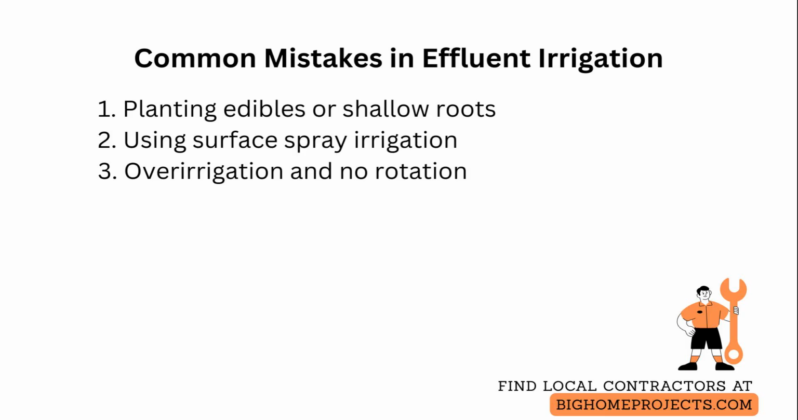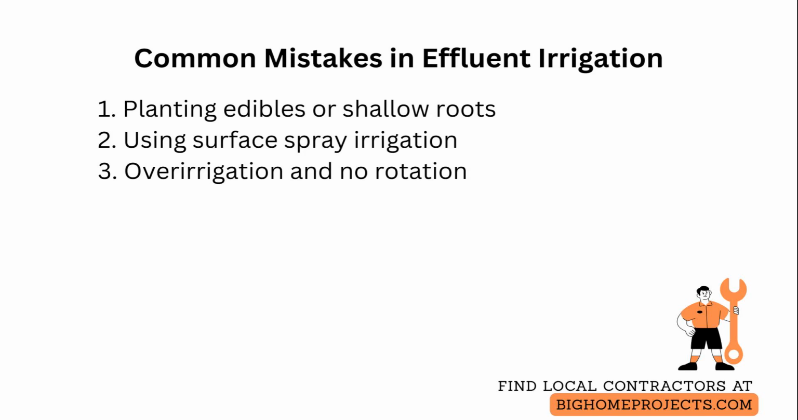Common mistakes include planting edible or shallow-rooted species in the irrigated area, which raises the risk of human exposure and plant failure, so replace those with non-food ornamentals or move them outside the irrigation footprint. Relying on surface spray or sprinklers is another frequent issue because it creates aerosol and foliar contact, so switch to subsurface drip or low-pressure distribution to keep effluent off leaves and people.